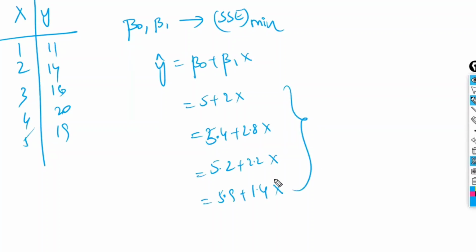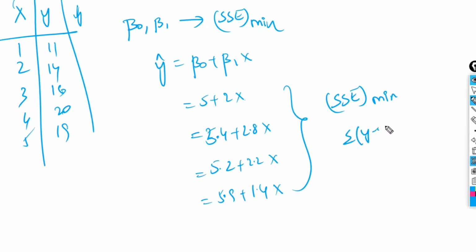Let us assume these are the only 4 equations. Out of these 4, which is the best one for the given data? How do we identify it? The one which gives the sum of the squares of errors as minimum. You substitute your x values, calculate the y hat, and then calculate y minus y hat whole square. For each equation you calculate the SSE, and whichever is minimum, you select that one.